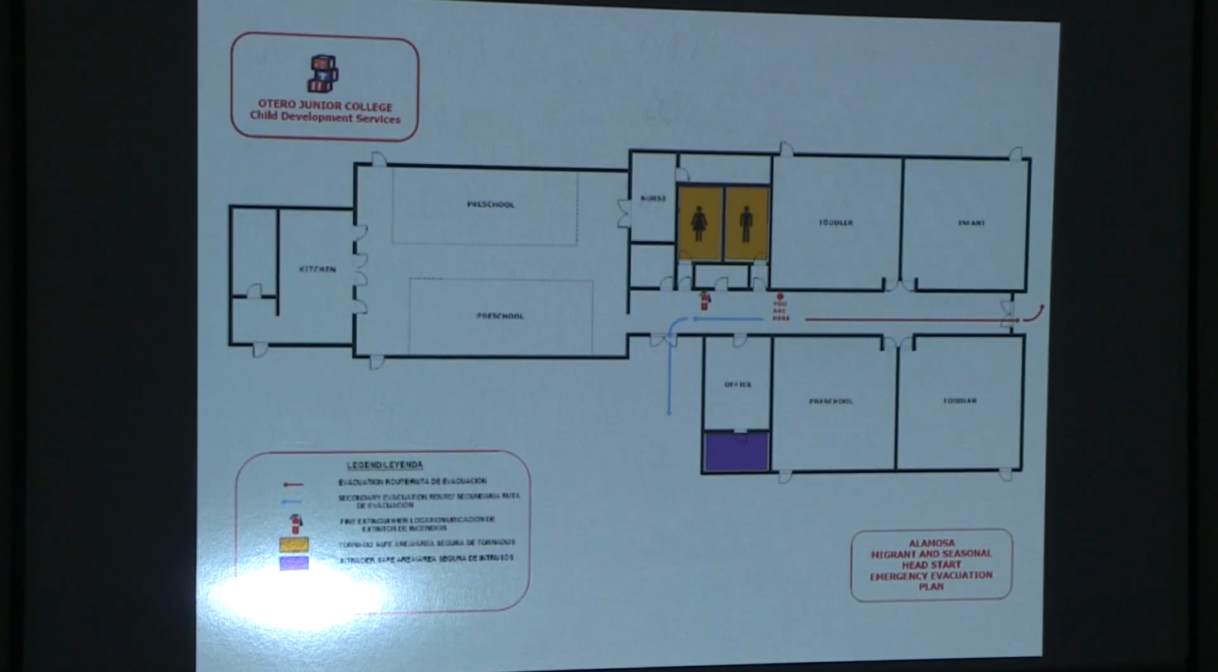And again, in each one of your classrooms is the evacuation map, and in the event of a shelter in place, like a tornado, you would proceed to the gold area depending on what area of the building you are in.